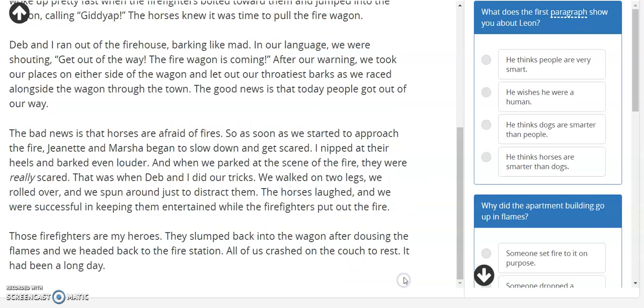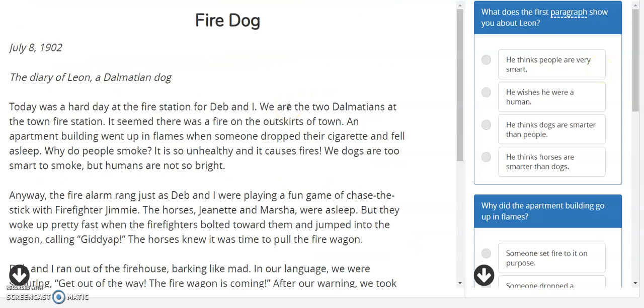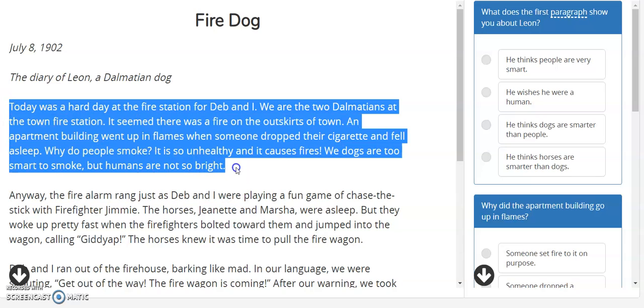All right. So let's go ahead and answer some questions about the story that we just read. What does the first paragraph show you about Lyon? Let's look, this is the first paragraph right here. A good idea is to reread it, right? Because we probably can't remember everything that was talked about.